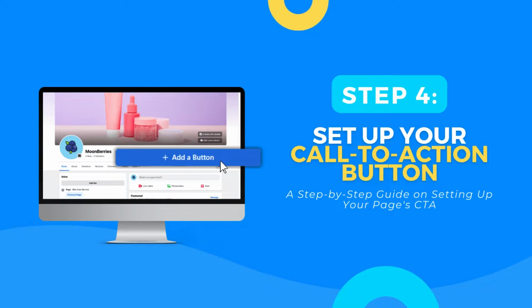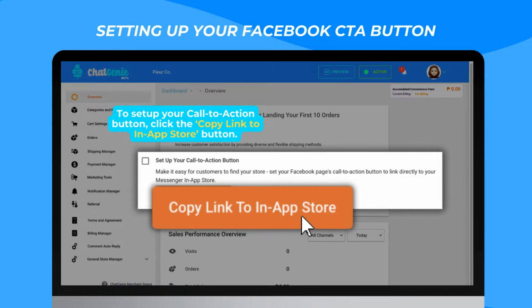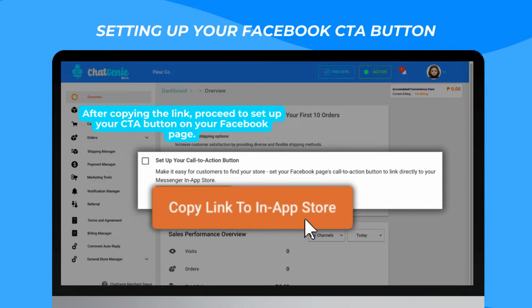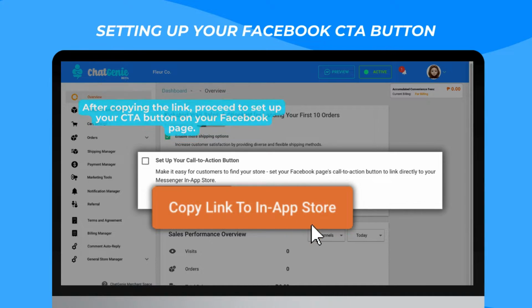Step 4. Set up your call to action button. To set up your call to action button, click the Copy Link to In-App Store button. Once the link is copied, the next step is to set your CTA button on your Facebook page. To set up your Facebook CTA link and button, proceed.